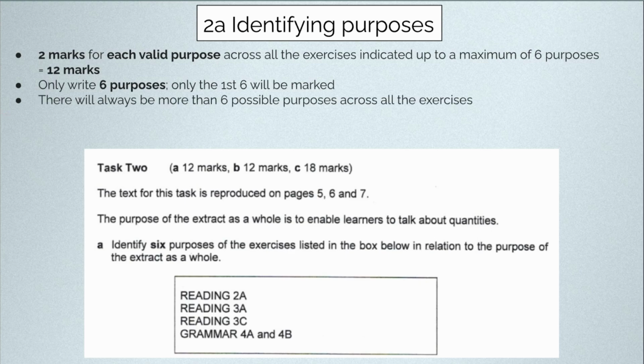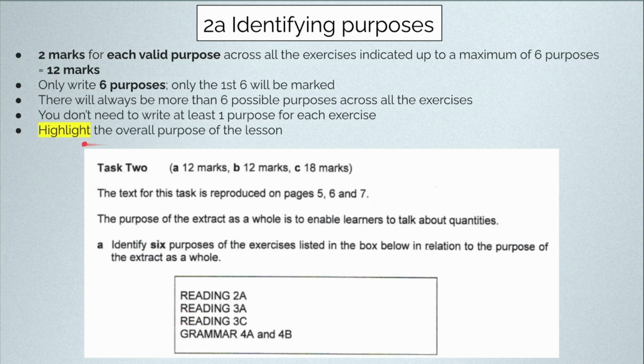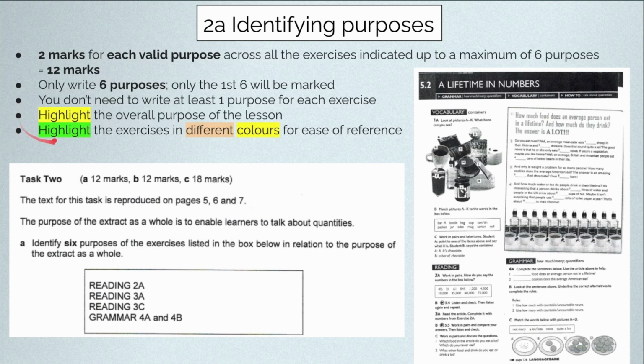And there will always be more than 6 possible purposes across all exercises, so you don't need to get every single one. You don't need to write at least 1 purpose for each exercise. For example, you could write 3 for reading 2A, 3 for reading 3A, and none for the others. That's fine. You're allowed highlighters in the exam, and it's a good idea to highlight the overall purpose of the lesson so that it's always in the forefront of your mind. Another good idea is to highlight the exercises in different colors in the rubric and also in the extract for ease of reference. As we said before, there's a lot of going back and forth, and the easier you make this for yourself, the better.